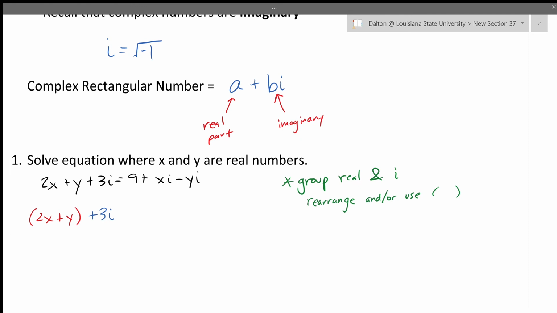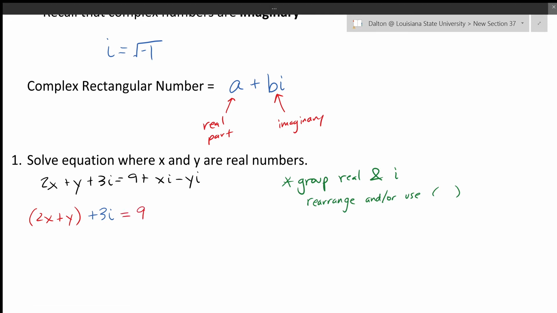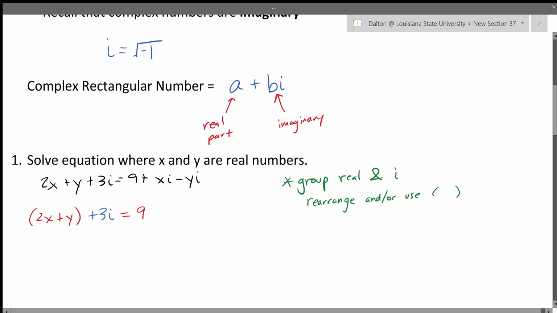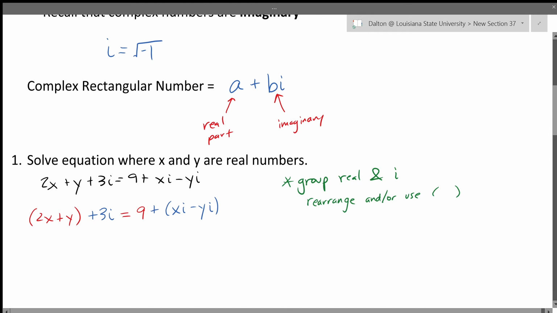And then on the right-hand side, you have a couple different options. The only real number you have is 9. For the imaginary number, at this point, if you notice they both have xi minus yi, you could factor out an i, or you could just leave them as is for now, but put parentheses around them, xi minus yi. This one wasn't really strenuous in terms of having to group them other than putting parentheses. And even then, you could have put parentheses on the original equation.